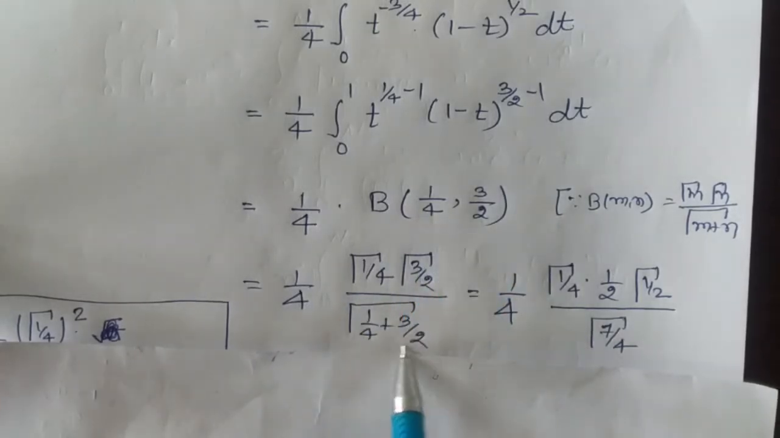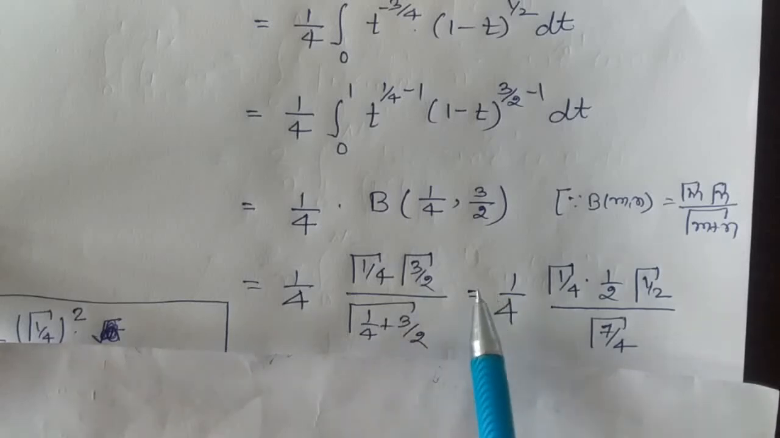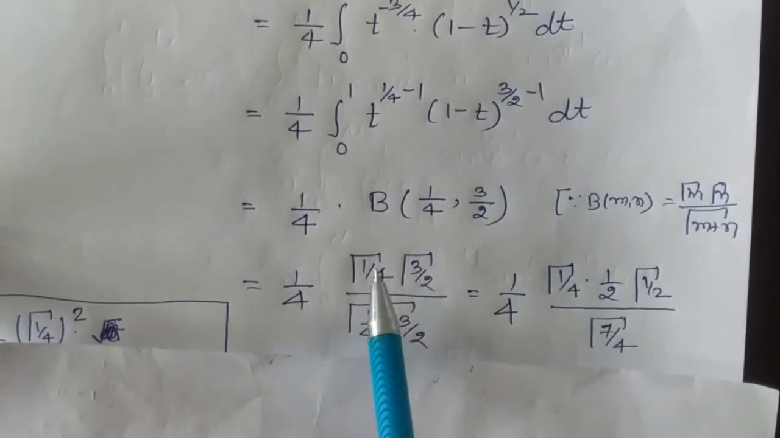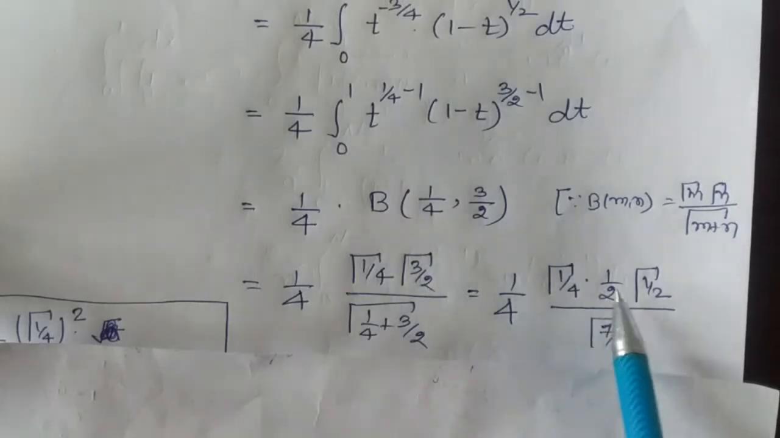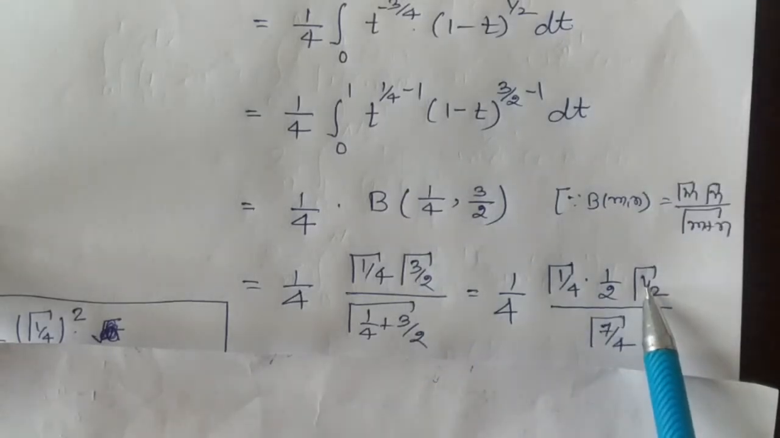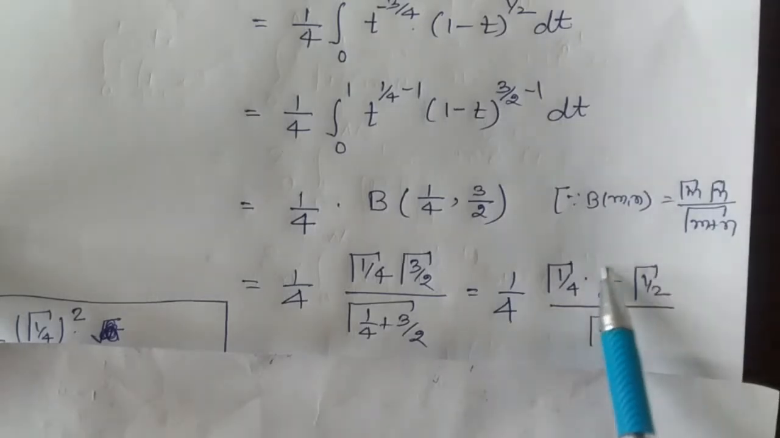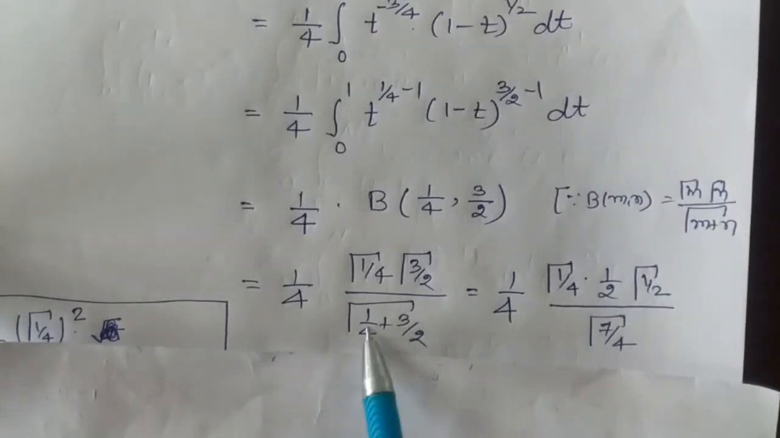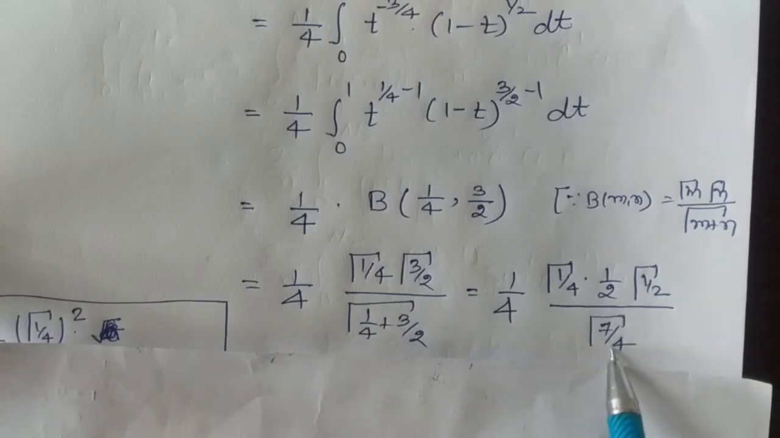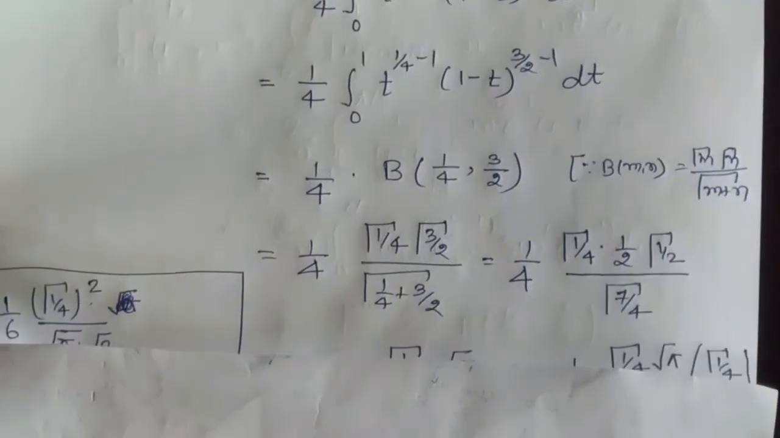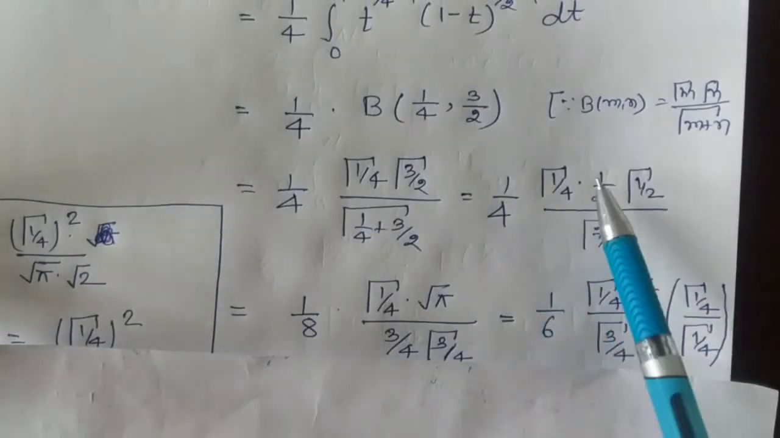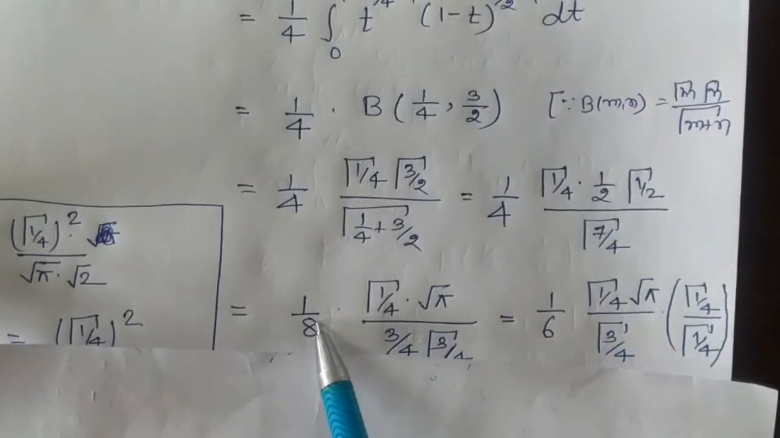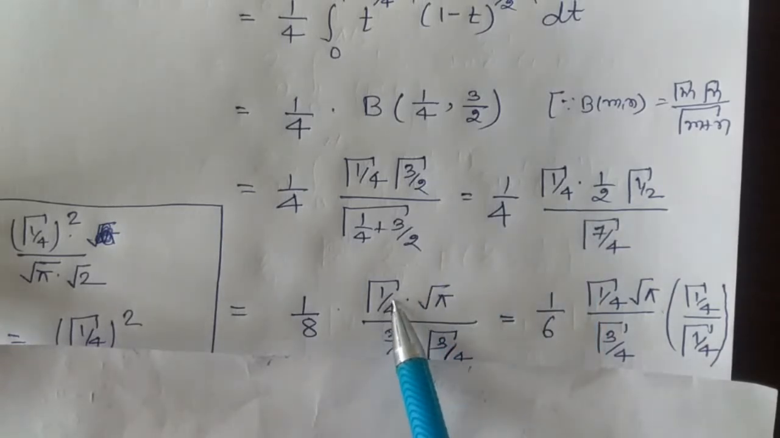4 plus 3 by 2, which is equal to 1 by 4 into gamma 1/4 as it is. Gamma 3 by 2 is 1 by 2 gamma 1 by 2, using gamma n plus 1 is n gamma n. The sum of this expression is 7 by 4, so we have gamma 7 by 4 in the denominator. Further simplifying, we get 1 by 4 into 1 by 2 is 1 by 8, gamma 1/4 as it is.